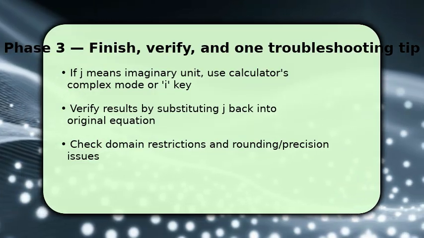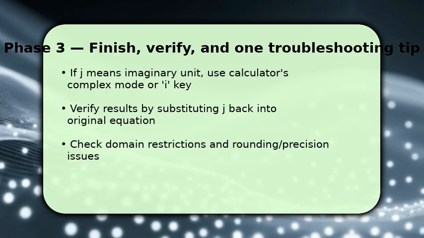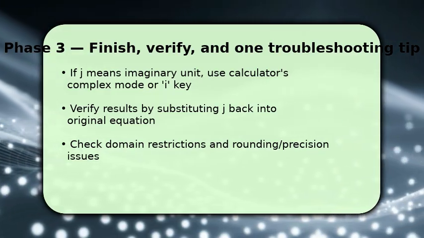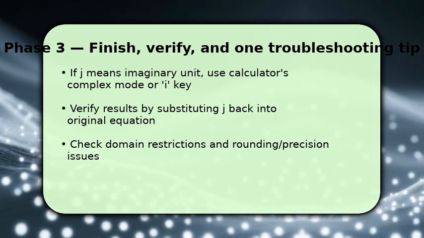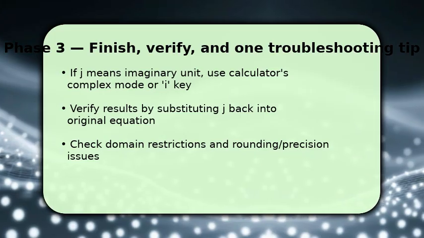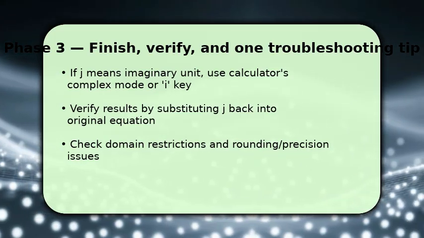Once you obtain J, substitute it back into the original equation to confirm both sides match. If results seem off, make sure you respected parentheses, used correct modes, and adjust display precision. If still wrong, re-enter inputs slowly and watch for a sign error.